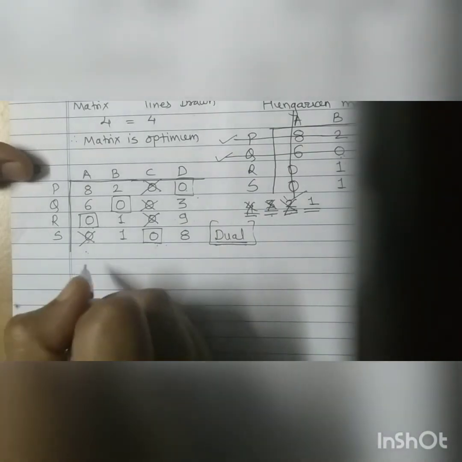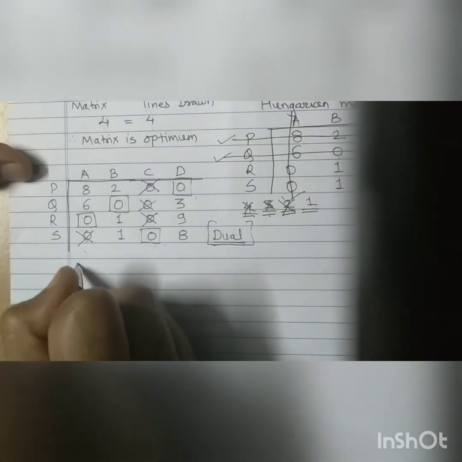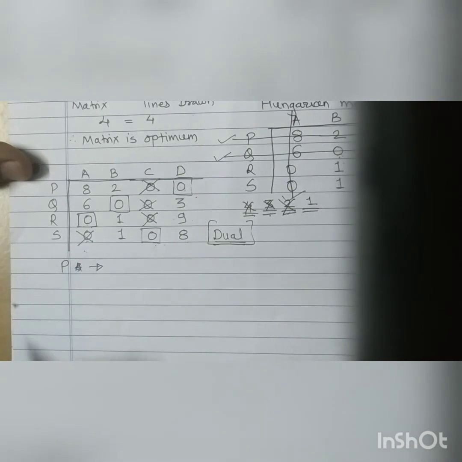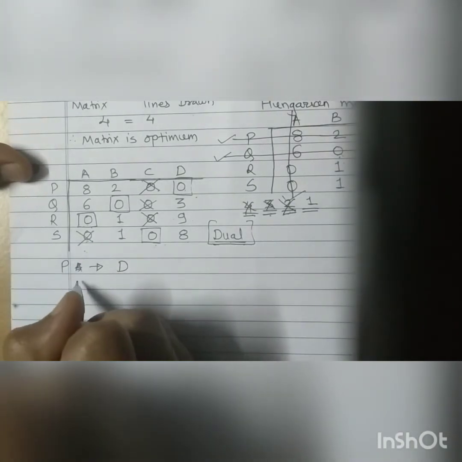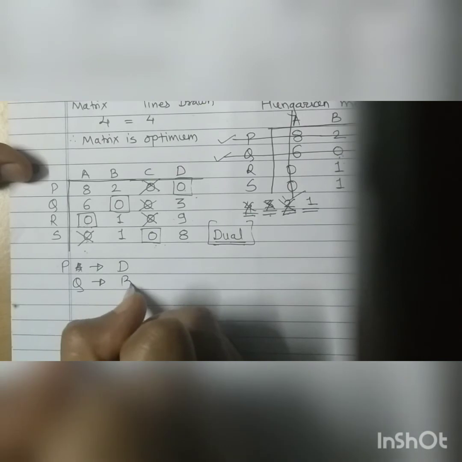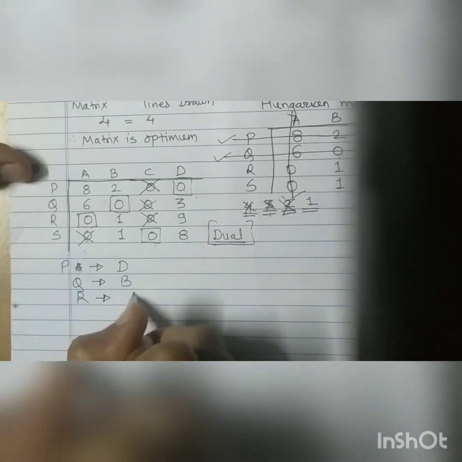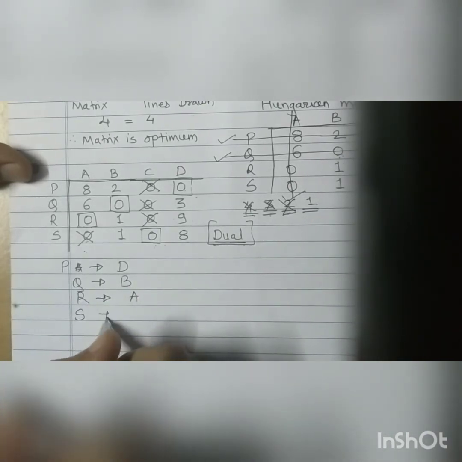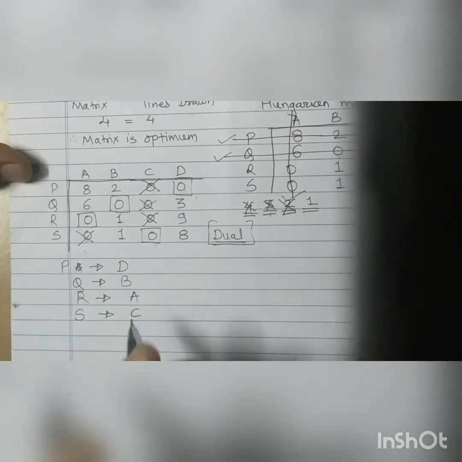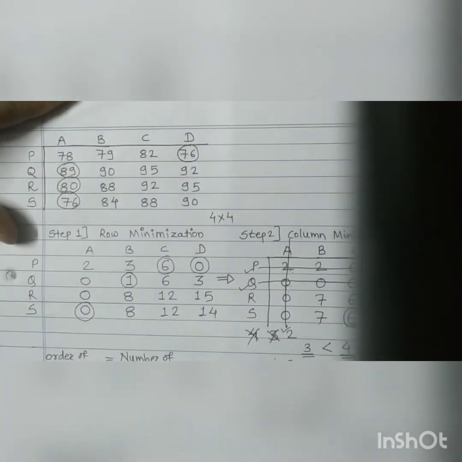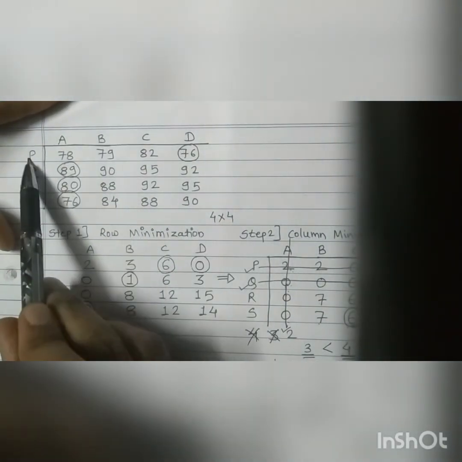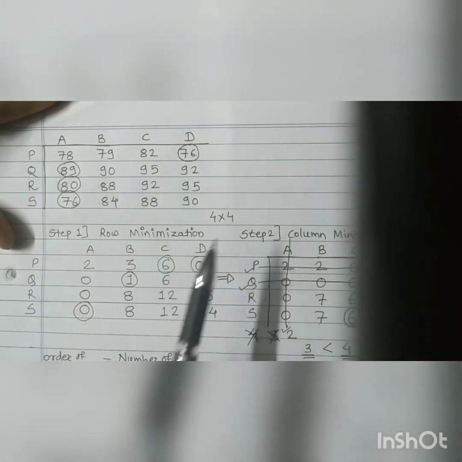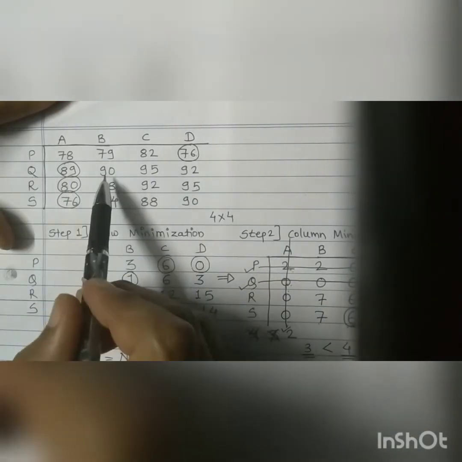Now what is my assignment? Now my assignment is, we are having P, Q, R, S, so P is assigned to D, Q is assigned to B, R is assigned to A and S is assigned to C. Okay, you have to go back to your original matrix which was given. So P is assigned to D, that is 76, and Q is assigned to B, that is 90.